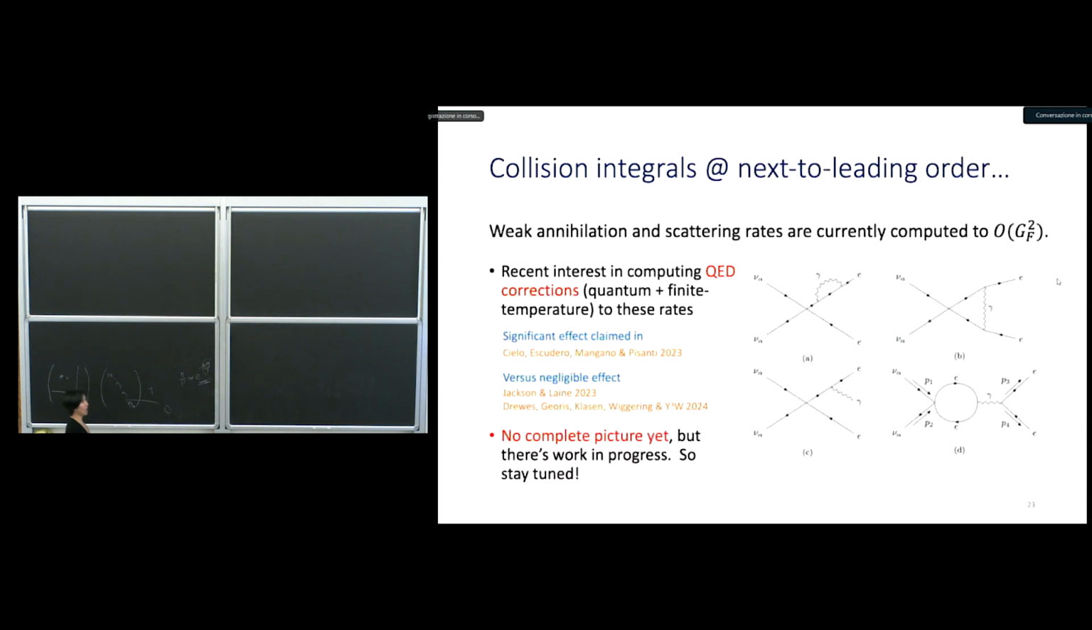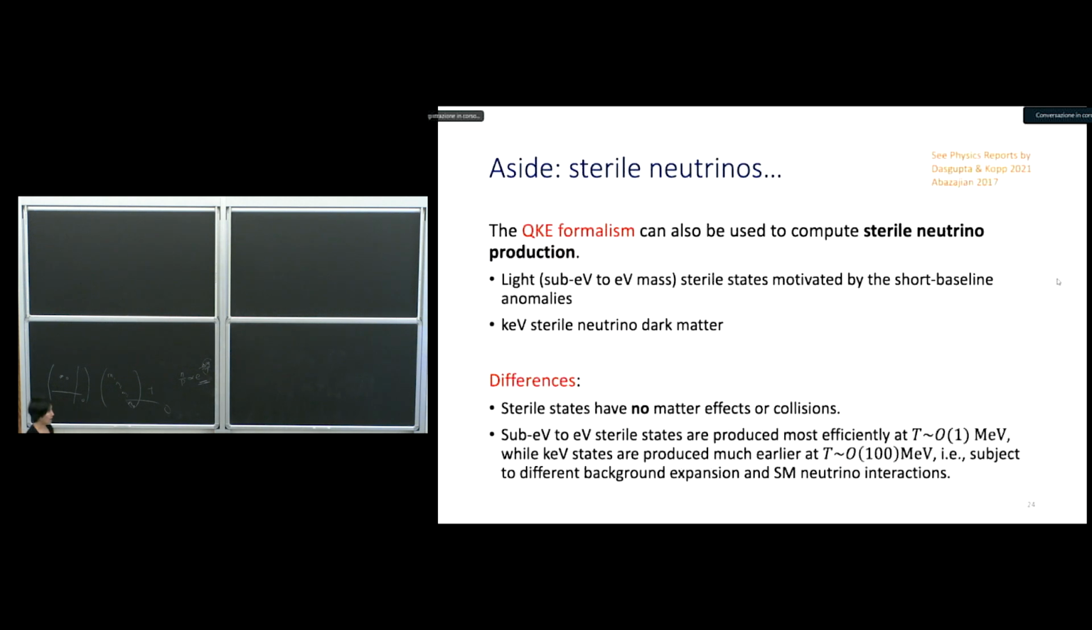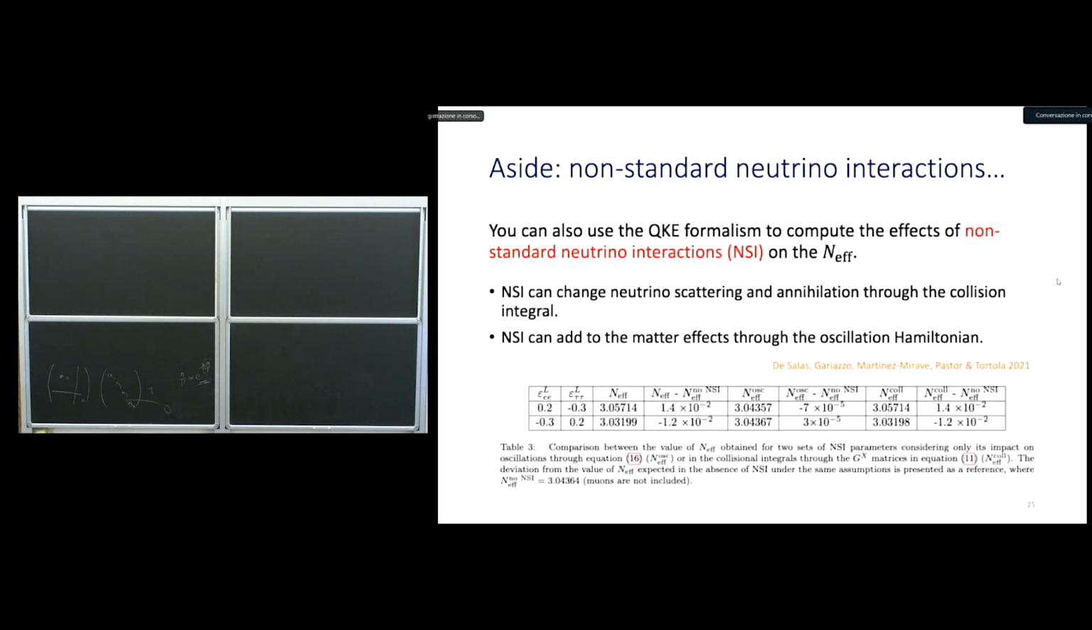Right. Okay. So where was I? Sterile states. Okay. And another aside is that you could also think about non-standard neutrino interactions, and that would be essentially any kind of interaction that is beyond weak interaction. So what you have to do is to look at how NSI can change the scattering and annihilation rate through the collision integrals. You can also have additional matter effects due to NSI through the oscillation Hamiltonian. Okay, I'm not going to say more about this because I think Sergio Pastor will be here next week. I think he's going to talk about this. Okay, bottom line is that having these non-standard interactions, you can change this N-effective parameter as well.